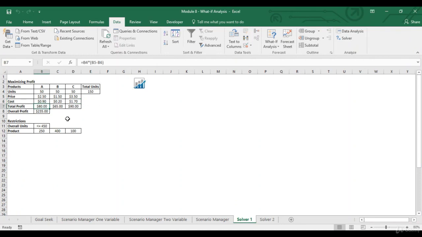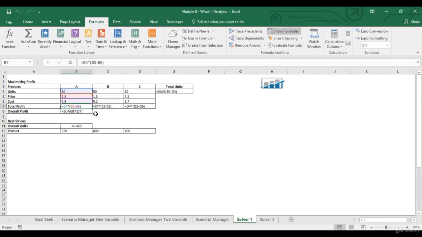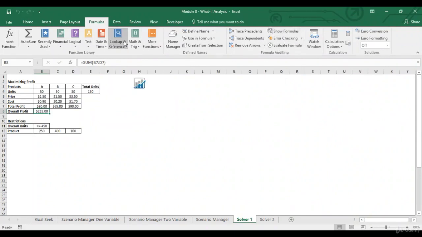Now just looking at it, you've got the total profit. Again, let me just show the formulas over here. The total profit is based on the number of units sold: you subtract the cost from the price and then multiply it by the number of units. So basically the profit times the number of units. This formula over here is just the sum, or the total number of units being produced right now. And this is the overall profit, so profit from product A, product B and product C. Now let's just remove this.